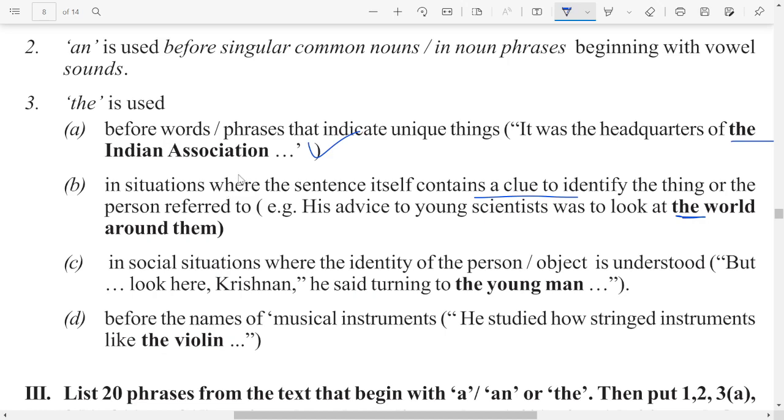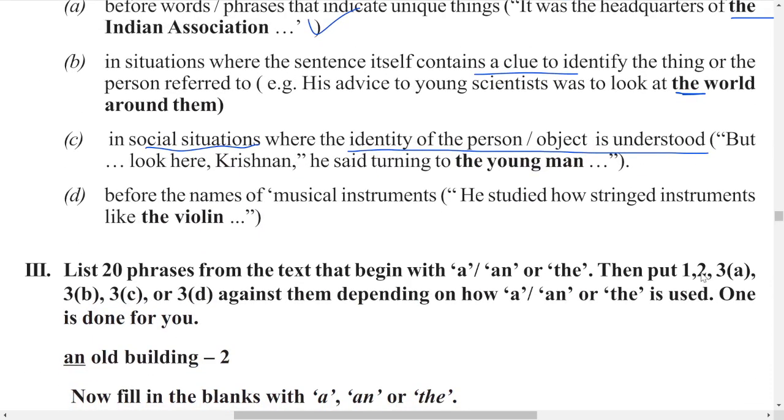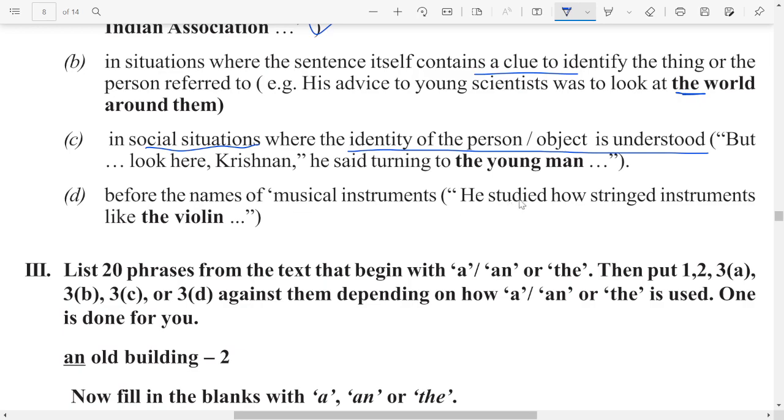in social situations where the identity of the person or object is understood. Okay, for example, but look here, Krishnan, he said, turning to the young man. So this is a social situation where the identity of the person or object is understood. Understood in the sense that both the speaker and the listener know in that situation. So we are referring to the same person who is understood by both. Before the names of musical instruments, he studied how stringed instruments, the violin. Before all the musical instruments, we have to use the: the violin, the guitar, the keyboard and all.